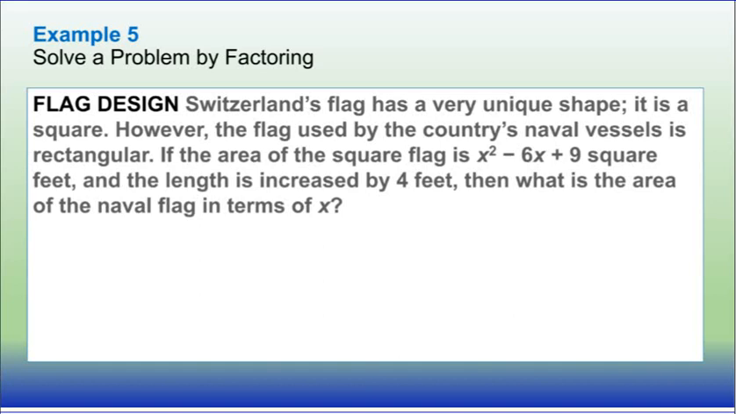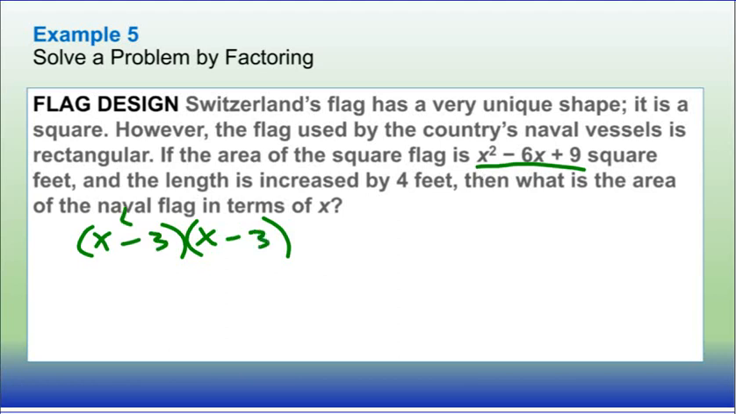Example 5, using a word problem with factoring. Switzerland's flag has a very unique shape. It is a square. However, the flag used by the country's naval vessels is rectangular. If the area of the square flag is x squared minus 6x plus 9 square feet, and the length is increased by 4 feet, then what is the area of the naval flag in terms of x? So the first thing we're going to do is factor this trinomial. I have to think, what do I multiply to get 9 that gives me negative 6? That would be negative 3 and negative 3.